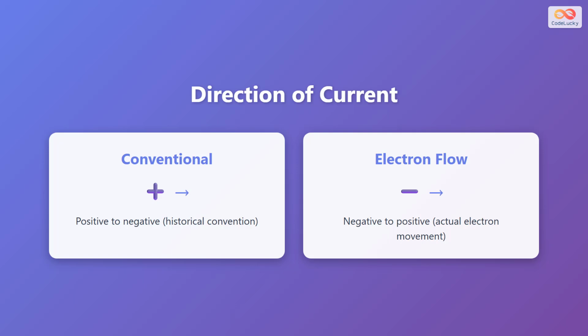An interesting aspect of electric current is that we have two ways of describing its direction. Conventional current is defined as flowing from positive to negative terminals. This is a historical convention established before scientists discovered electrons. Electron flow, on the other hand, represents the actual movement of electrons, which move from negative to positive terminals. While both descriptions are valid, conventional current is most commonly used in circuit diagrams and electrical engineering.